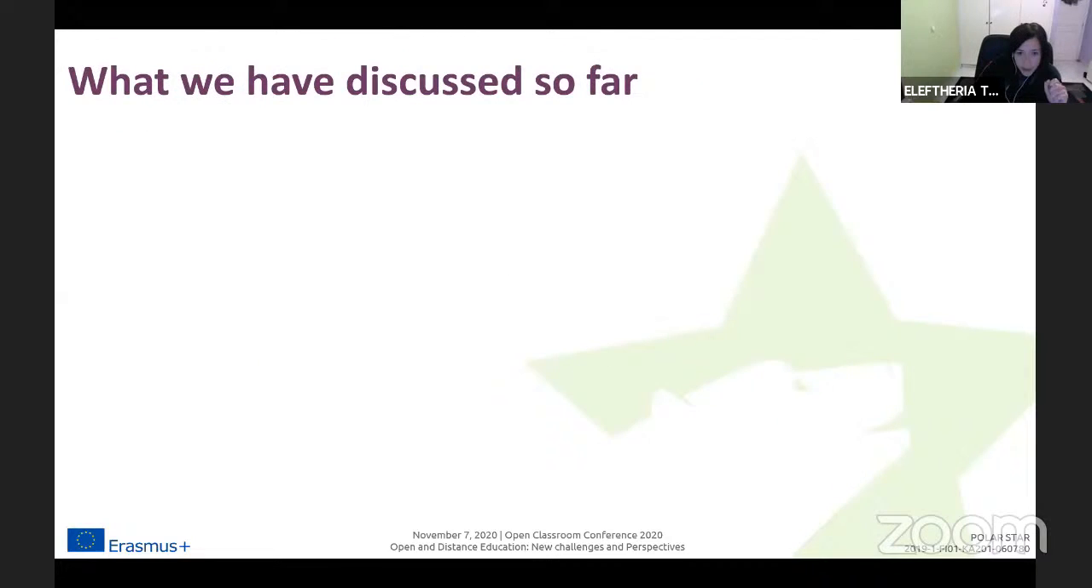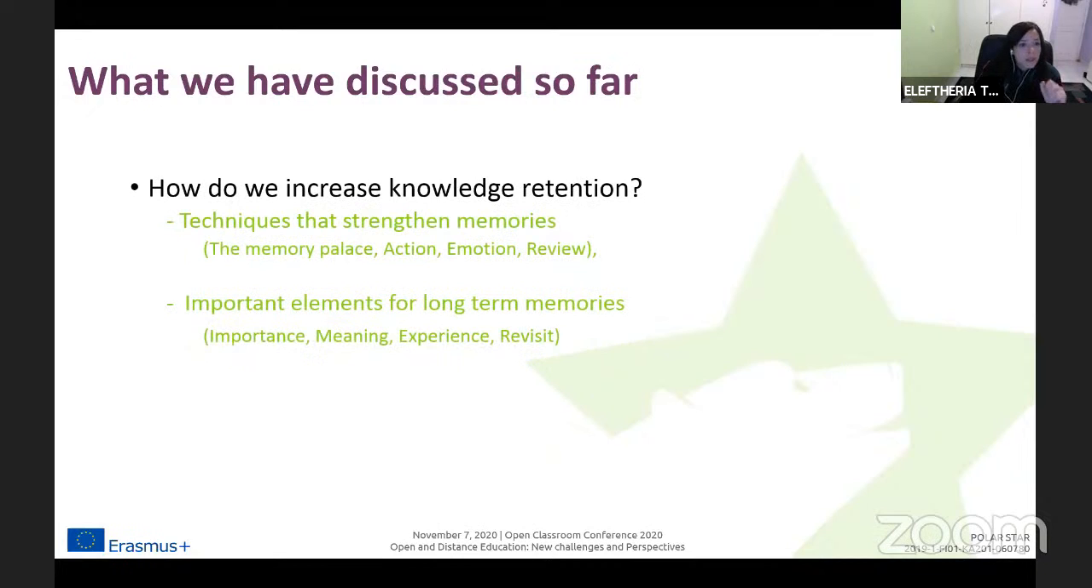So let me sum up again, because as we move along, more and more information piles up and it's easy to get lost. We talked about increasing knowledge retention. We talked about a technique to strengthen our memory, which has 4 steps: deciding, imagining a memory palace and storing memories in the memory palace through action and emotion, and then reviewing your palace and what you have put in it.